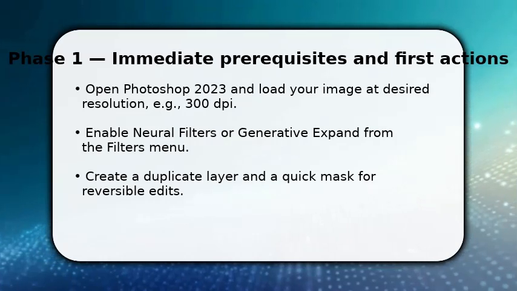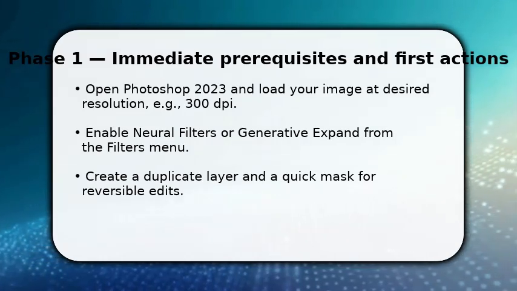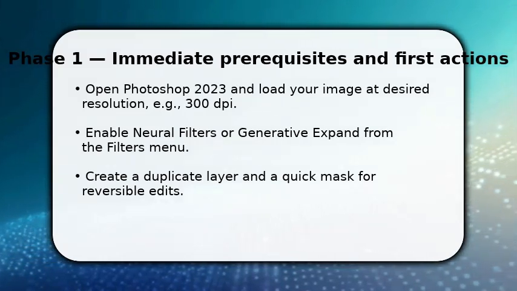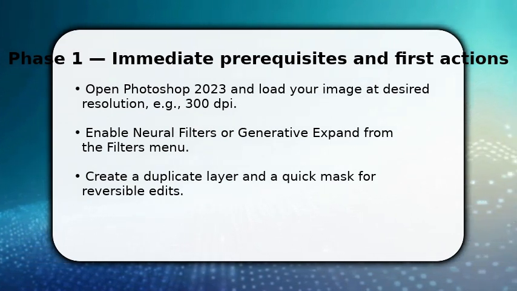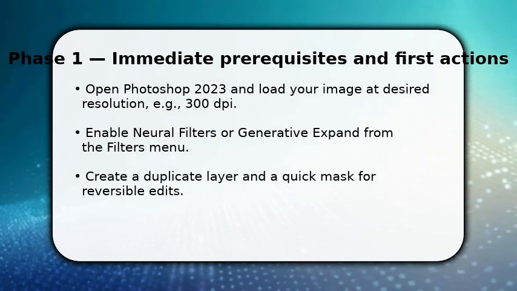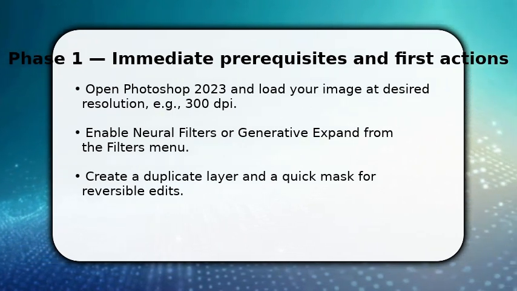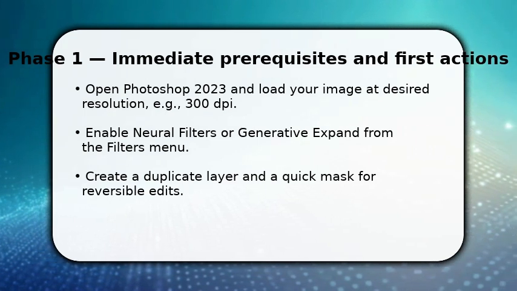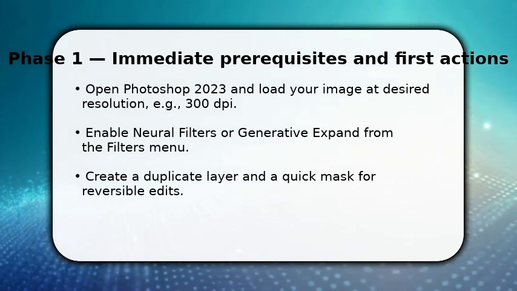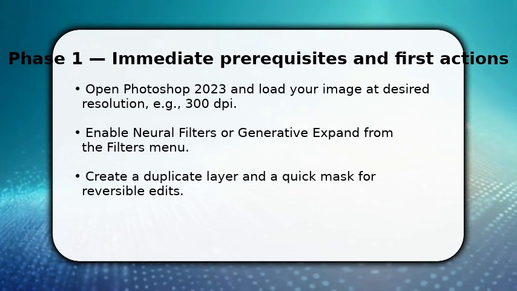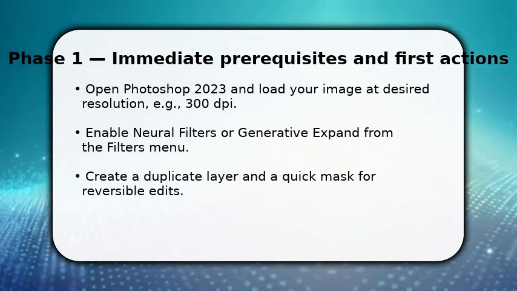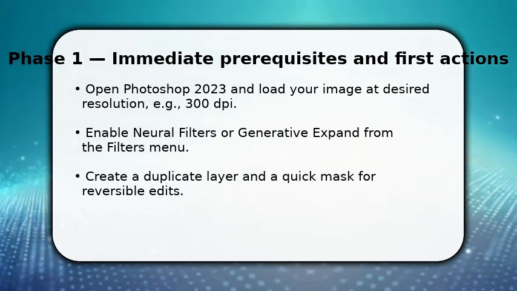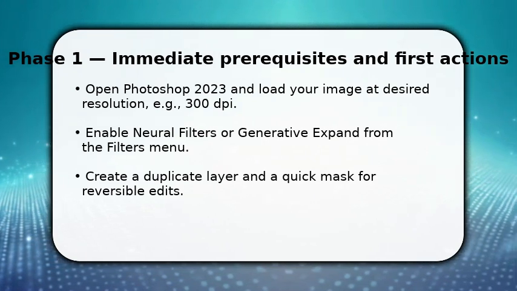You begin by opening Photoshop 2023 and loading the image you will enhance. Make sure resolution and aspect ratio are correct. Next, enable neural filters or the Generative Expand workspace so the AI tools are available, and create a duplicate layer plus a quick mask to keep edits non-destructive. Once set, you will isolate the area to change with the mask. This saves time and lets the model focus only on the region you want altered.